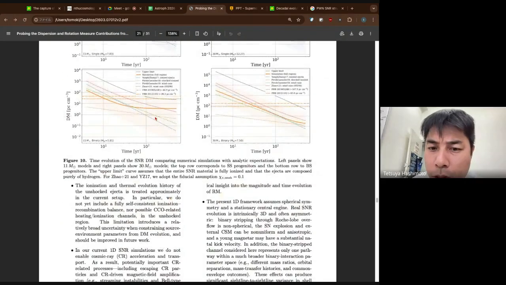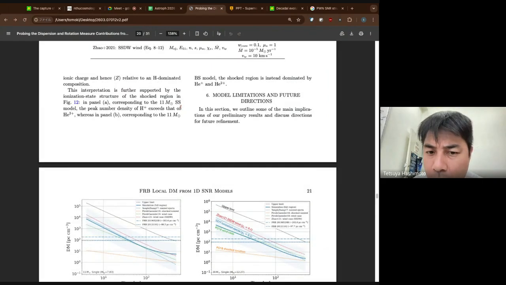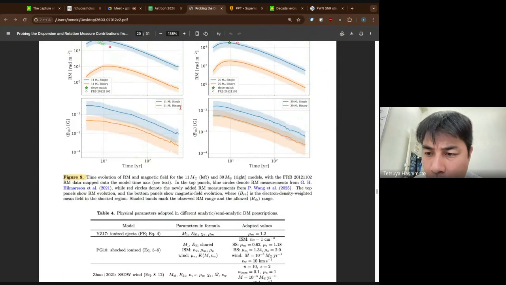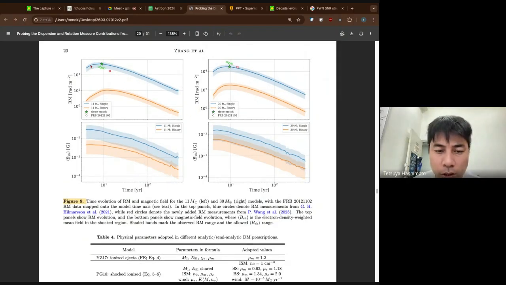Tomoki-san, sorry. Regarding that point, is this time the time since the supernova explosion? Yes. Almost like that. Okay. Thank you.